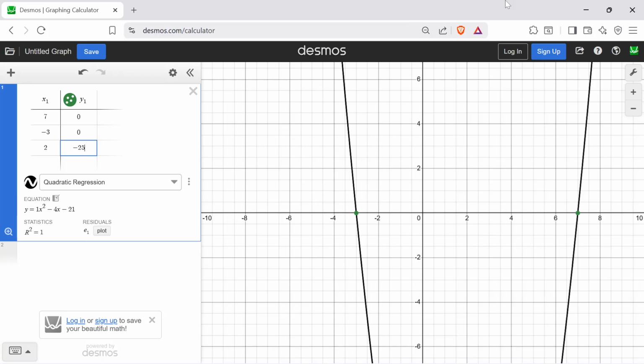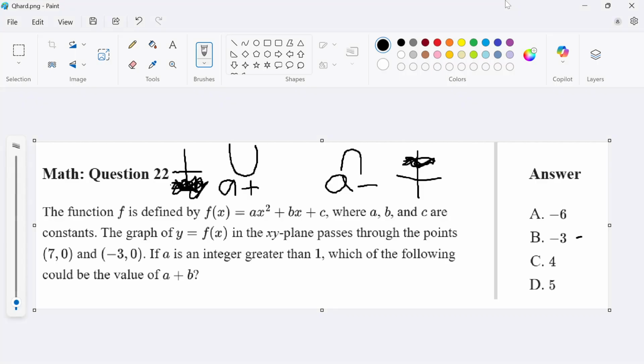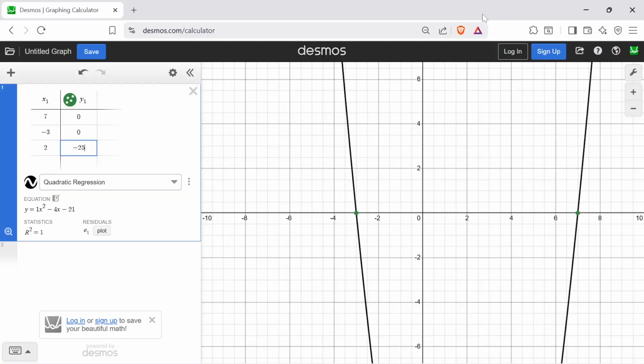Now it's got this thing, 100%. And if I add a plus b, a is 1 plus negative 4 is negative 3. And that is, in fact, one of the answer choices. Except the question says a is an integer greater than 1. That means it's got to be like 2, 3, 4. This isn't greater than 1. That's 1. So negative 25.